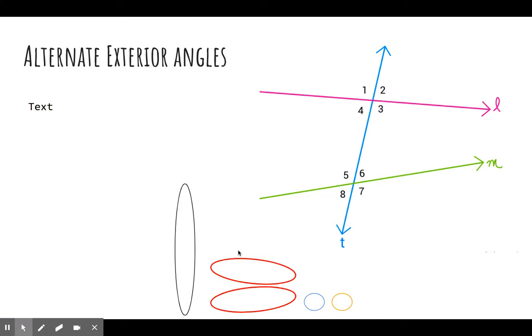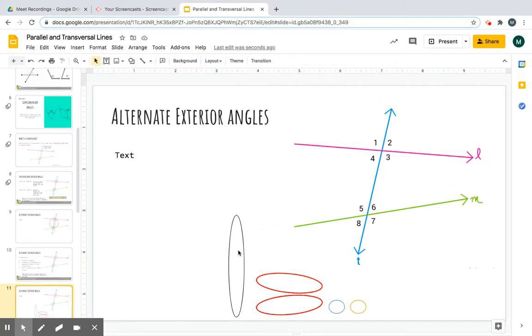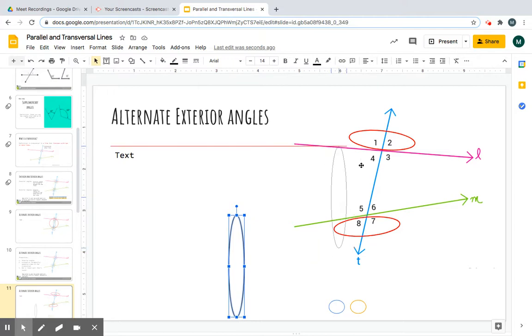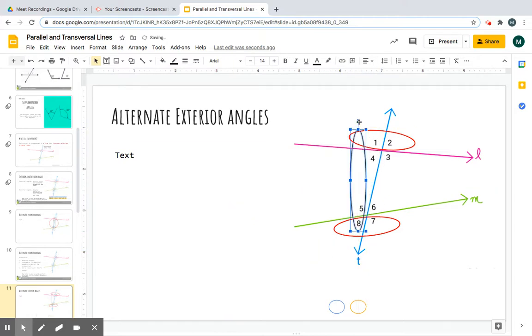Okay, so what about exterior? You might have already guessed, right? Now we have exterior. Let's do our exterior angles. Those are going to be our exterior angles, outside of the lines. And as we said, alternate means diagonally opposite, right? So let's do that. They're diagonally opposite. Not going so well, but here we are.